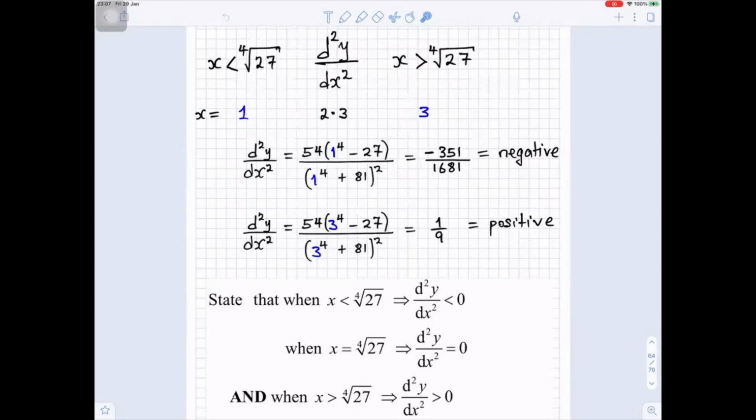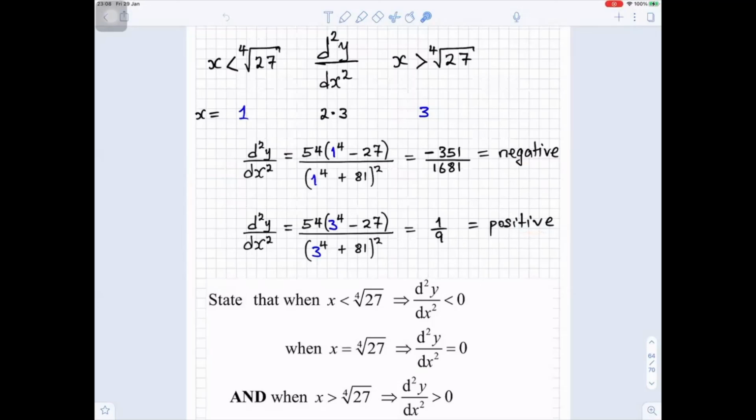Where do we put this? We put the 1 in that d squared y over dx squared. So we put 1 there and we put 1 there. When you put it in your calculator, you'll get minus 351 over 1681, which is negative. Now we use 3. We put 3 there in place of x and 3 there in place of x. Put that in your calculator, you get 1 over 9, which is positive. So we see that there's a change of sign, negative to positive.